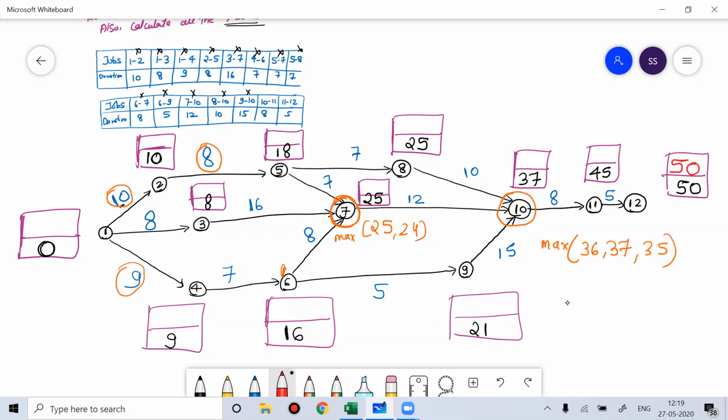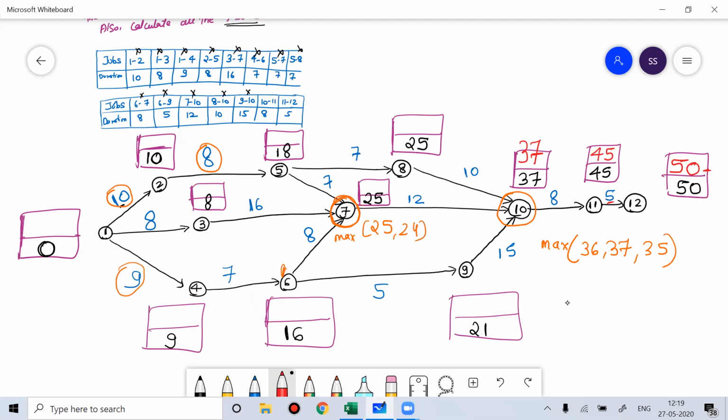So this is 50. 50 minus 5, that would be 45. Now you go back, you just subtract it. Then 45 minus 8, it will become 37. So now you are going back.